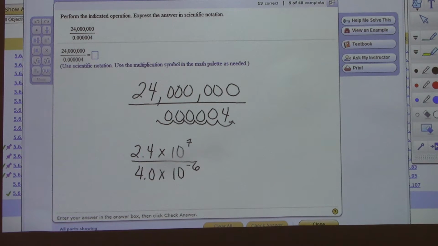Now let me ask you a question. How many times will 4 go into 24? 6. So how many times will 4 go into 2.4? 0.6. Now, how many times will 4 go into $2.40? 60 cents. 0.6.